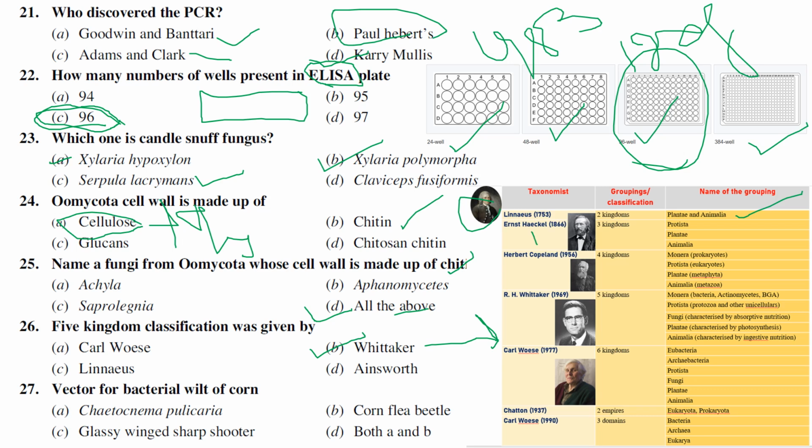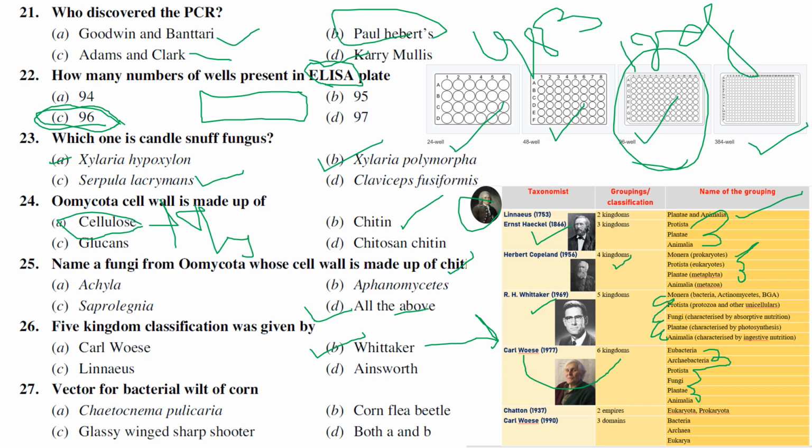Three kingdom classification was given by Ernst Haeckel. The three kingdoms are Protista, Plantae, and Animalia. Four kingdom classification was given by Copeland: Monera, Protista, Plantae, and Animalia. Five kingdom classification is by R.H. Whittaker: Monera, Protista, Fungi, Plantae, and Animalia. Carl Woese's six kingdom classification was given as Eubacteria, Archaebacteria, Protista, Fungi, Plantae, and Animalia.